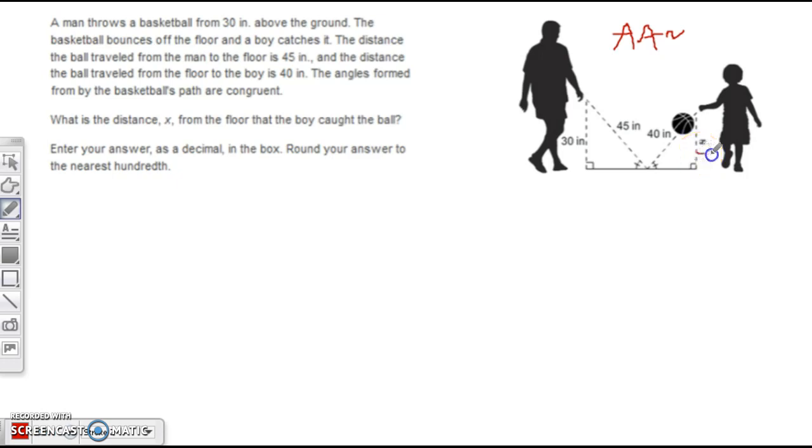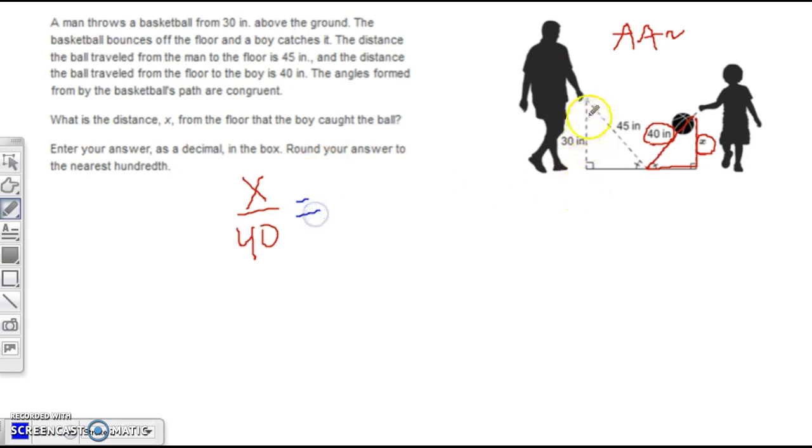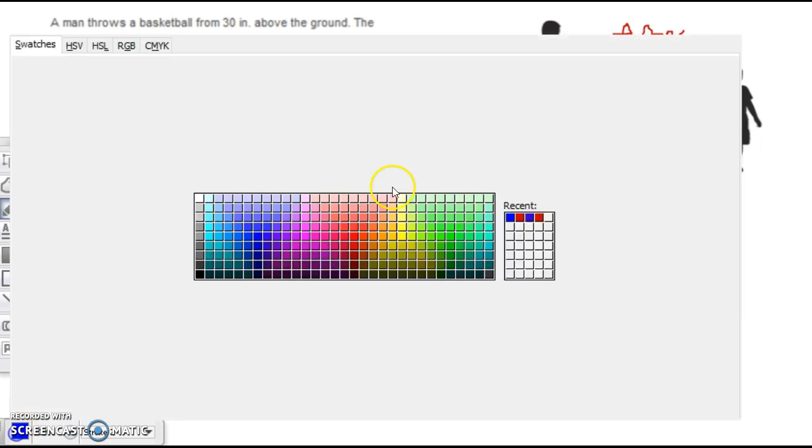I always like to start off my first fraction with x. So I'm going to do x over 40 because those are the two values from this triangle. And then I'm going to set it equal to the corresponding values of this triangle. So since x was on top, I'm going to need 30 on top because those correspond. Since 40 was on bottom, I'll need 45 on bottom. And then we can cross multiply and solve.